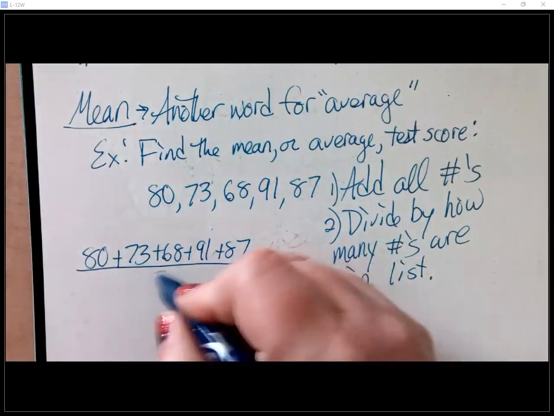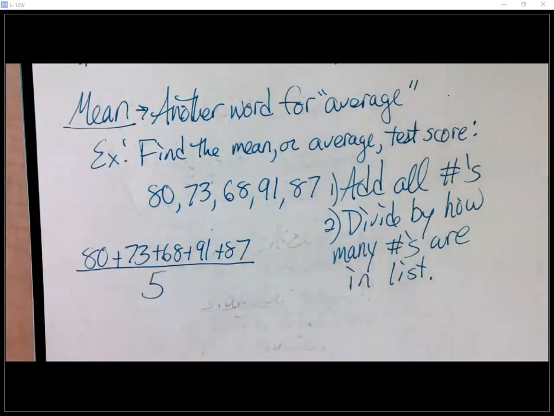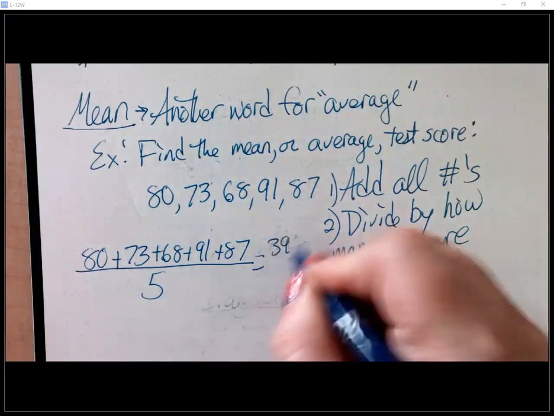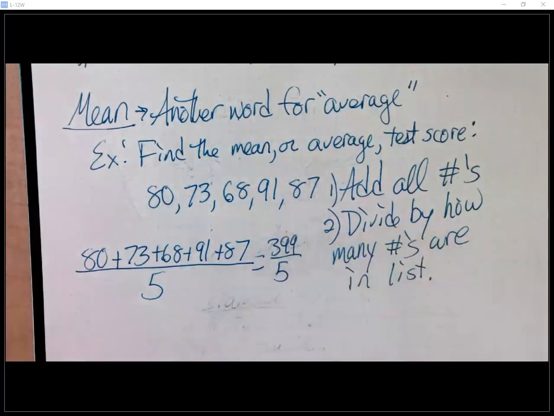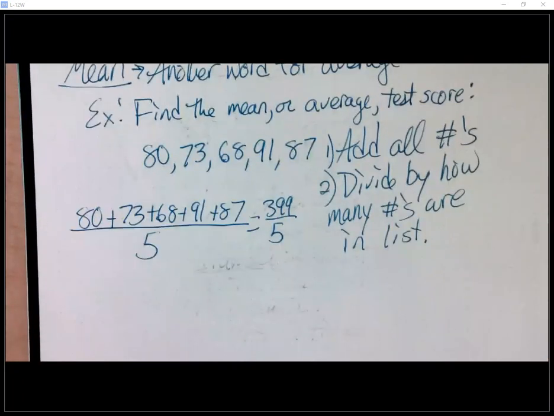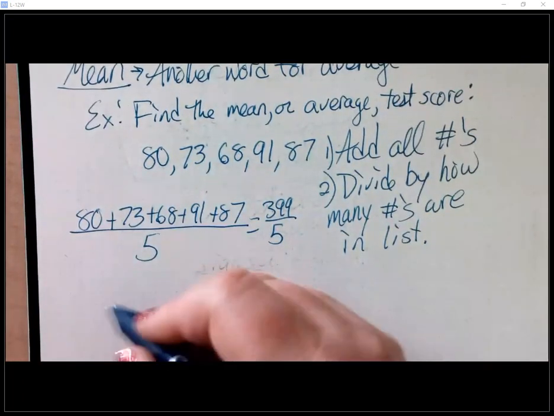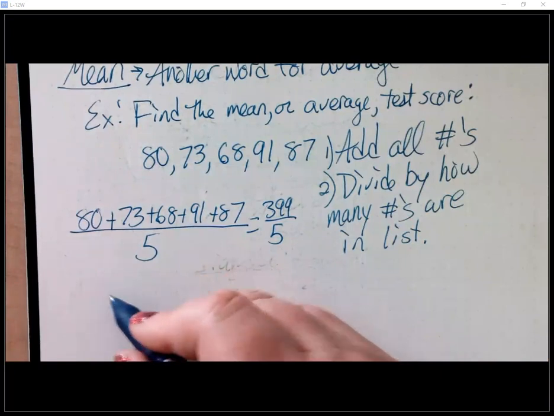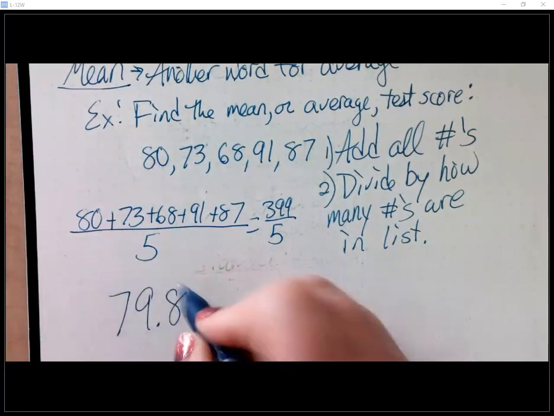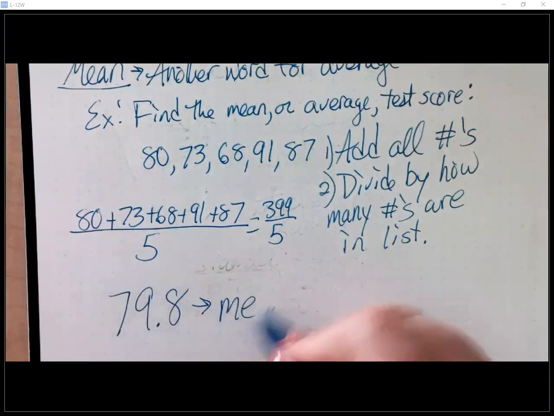So I grab my calculator and I'm going to add 80, 73, 68, 91, 87. So that gets me 399. And then I will divide that number by five. So that gets me an average test score or a mean test score of, I got 79.8. Is the mean test score.